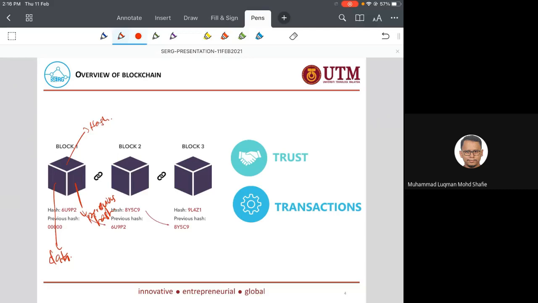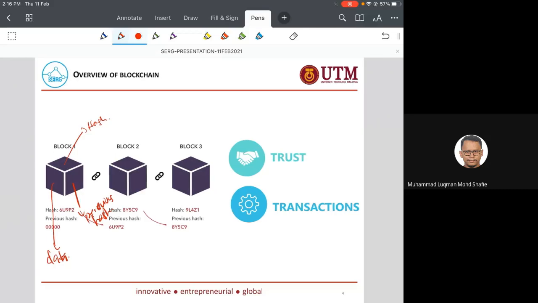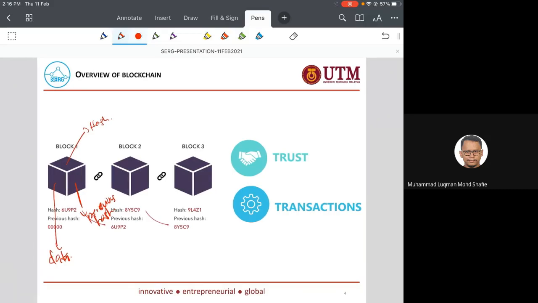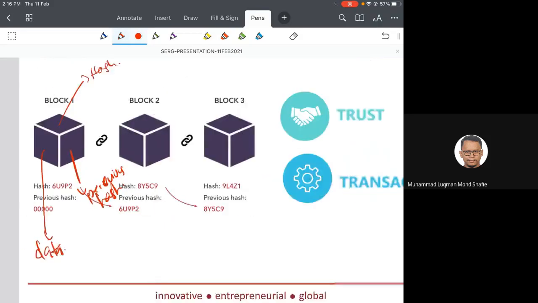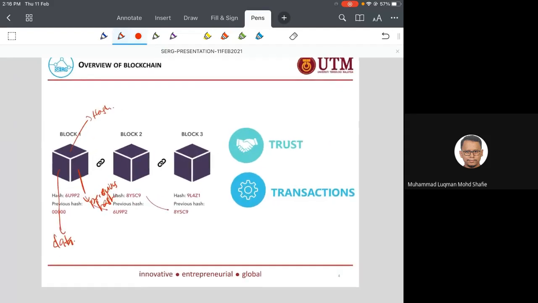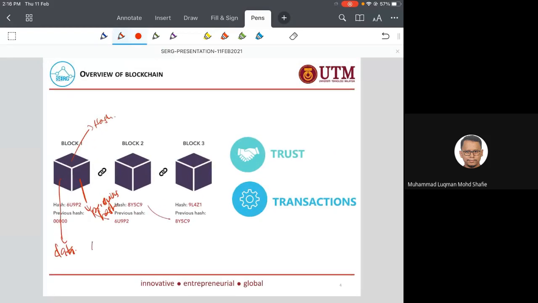For example, you want to submit 1 Bitcoin, so the data is 1 Bitcoin. Maybe the second one is the address, and the third, fourth one depends on the programming. Meaning that the data field is where you put all the data that you want to transmit.